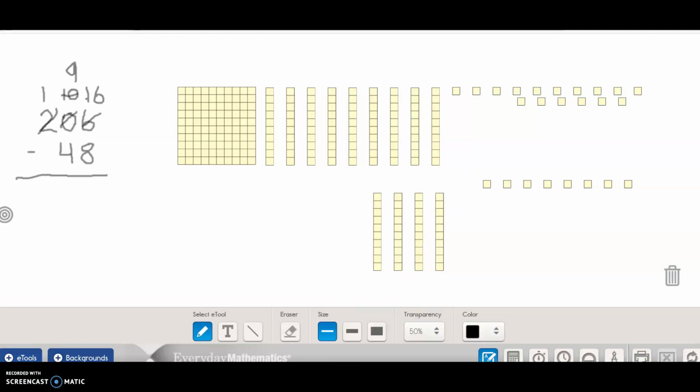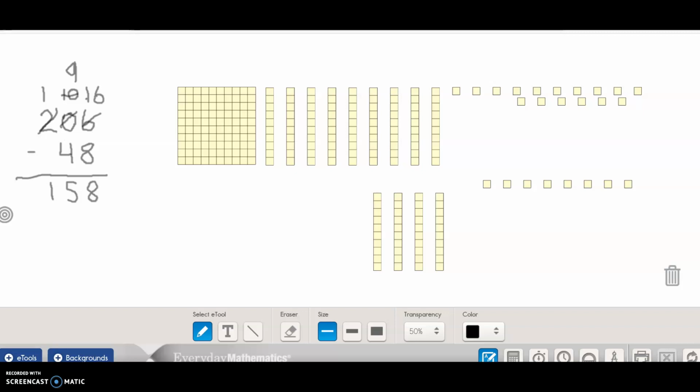I traded in a 10. I now have 9 tens. I got 10 ones for that 10. I had 6 ones. I now have 16 ones. Notice how I marked the problem. I've made all my trades and I'm ready to subtract. The answer is 158.